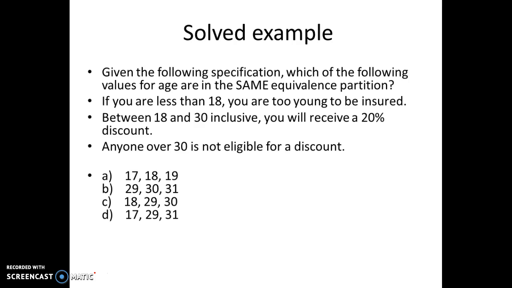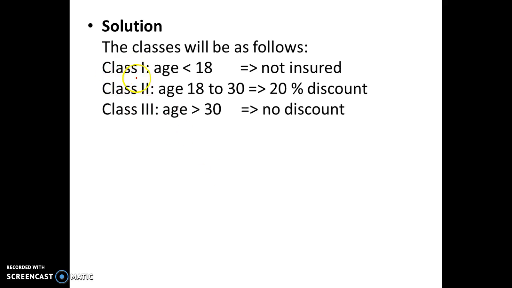Now the question is that 4 choices are given and we would like to ask you which of them fall into the same class. Here in option A, 17, 18, 19, these 3 input data are not falling into one class. Before going to this discussion, we would like to know what classes will be formed. Class 1: the age is less than 18, not insured. Class 2: the age is between 18 and 30, it will be the 20% discount. Whereas class 3: the age is greater than 30, no discount.